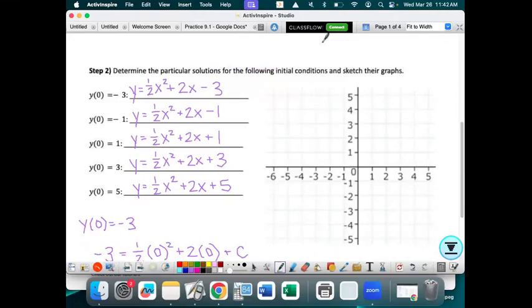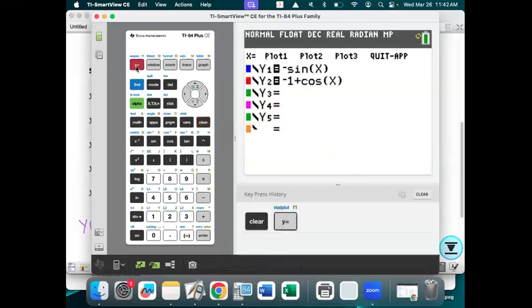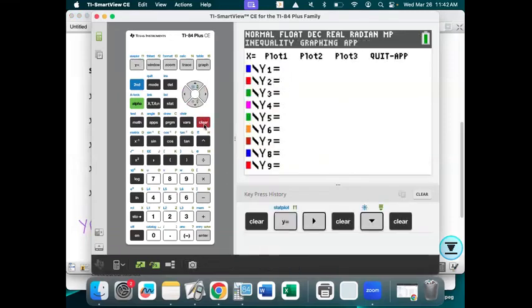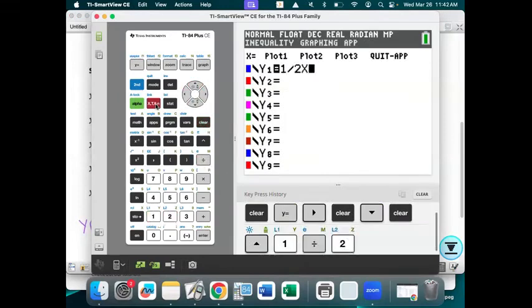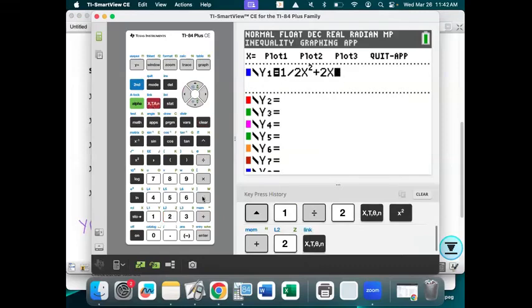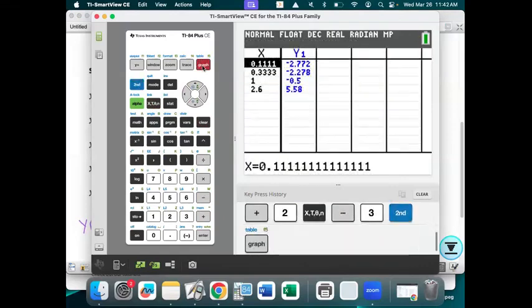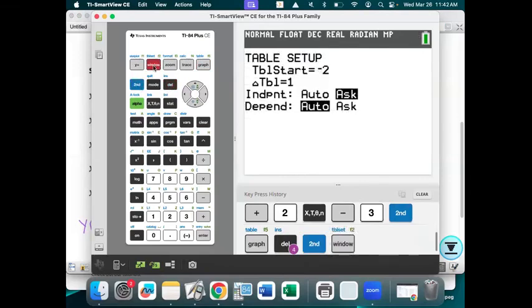And there we have it. So now we are going to plot these 5 particular solutions on our graph. What I'm going to do is type each of them into our graphing calculator. So I'm just going to do the first one right now. All right, so that's 1/2 x squared plus 2x minus 3. And then I'm going to go to my table. I have my calculator set up so that I can enter my own x values in. If you would like to do that, remember it's second window, and then you make it so that you are asking for your independent variables, or really entering them in.